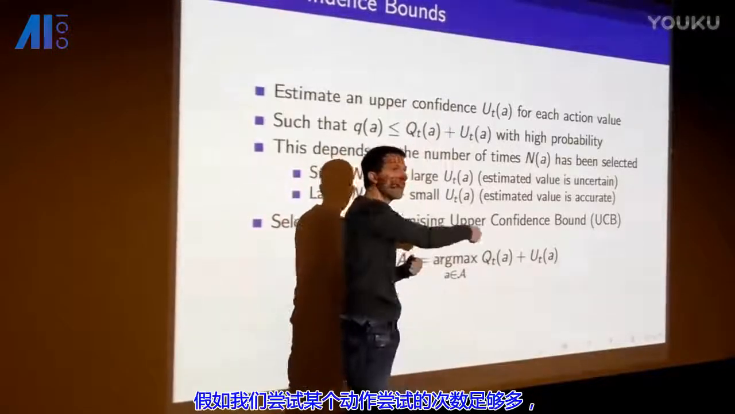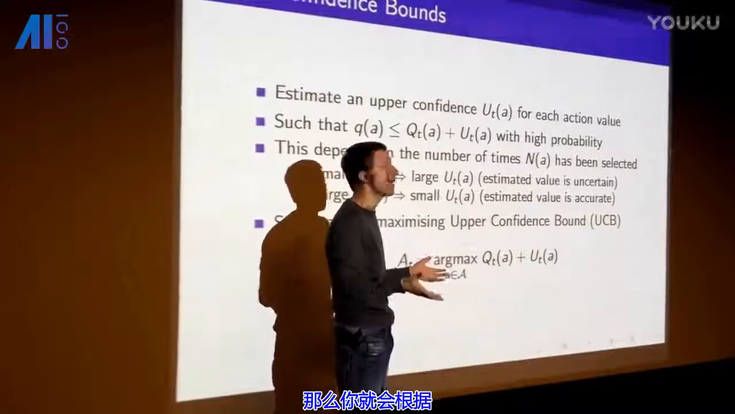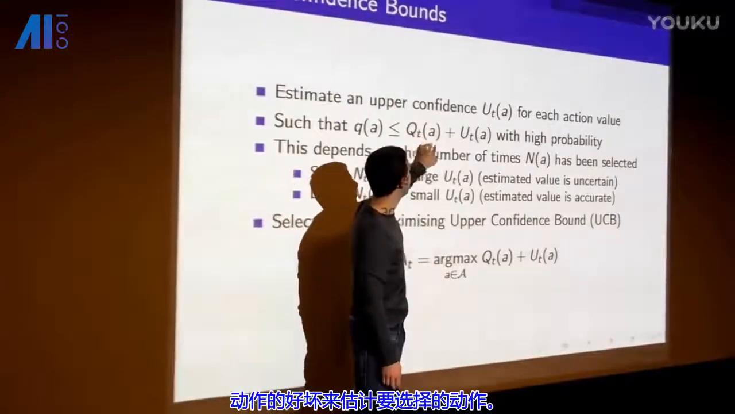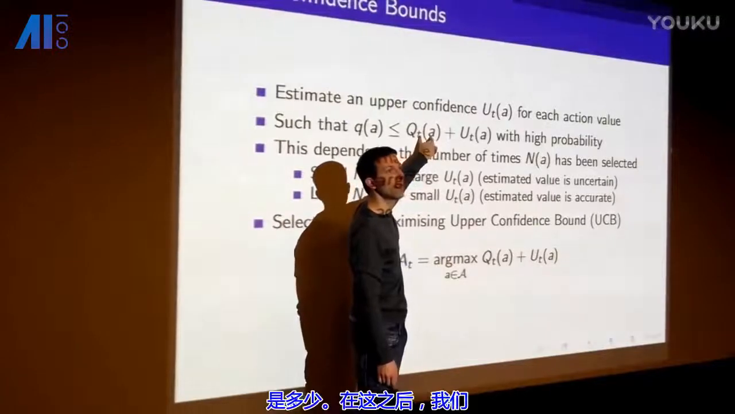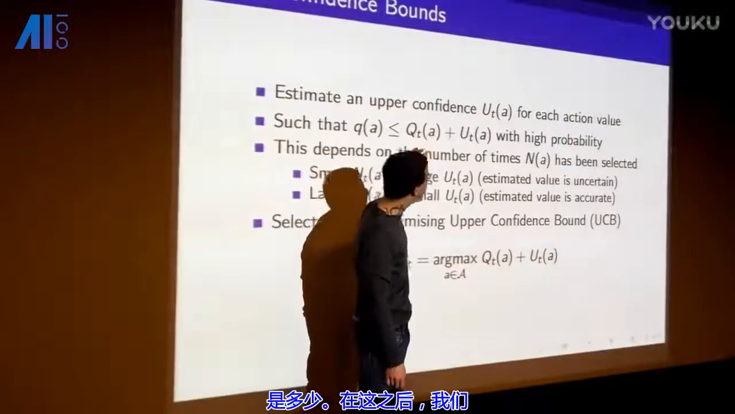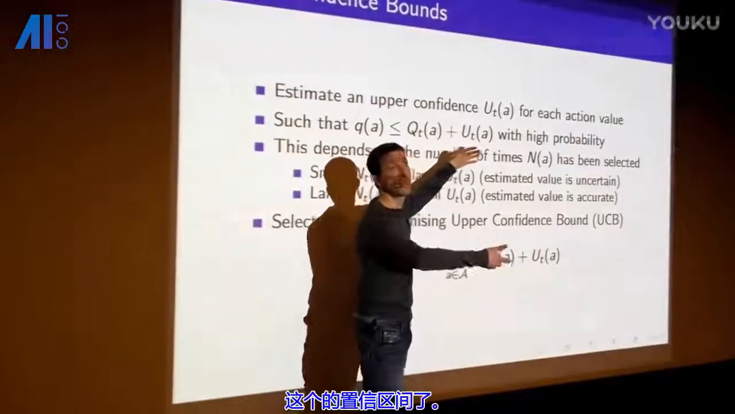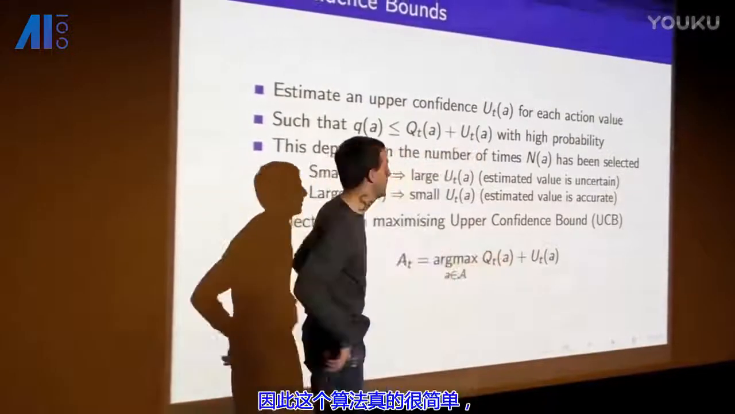When you try something enough, if you tried an action infinitely many times, you just select that action based on how good it really is, because now we really know for sure what the mean of that action is. Up until that point, we use some upper confidence on how good we think it might end up being, use the 95% interval.